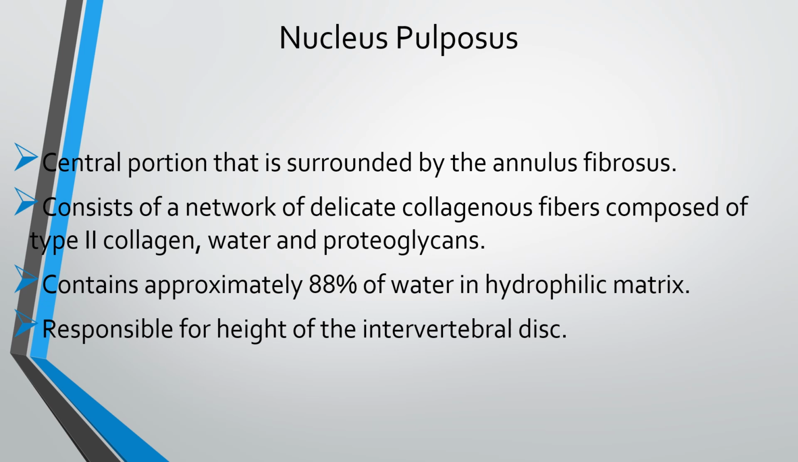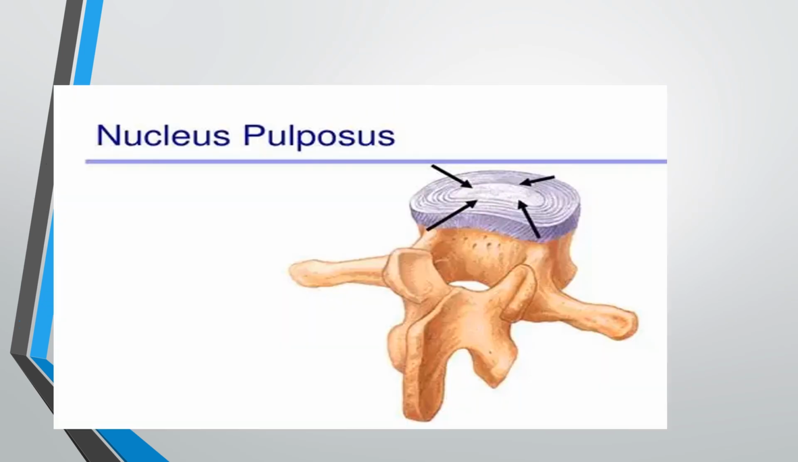So this is the central portion which is surrounded by the annulus. Mostly consists of the collagen fibers, that is type 2 collagen fibers, water, and the proteoglycans. Then approximately 88% of the water is hydrophilic matrix. So here's the nucleus pulposus, the central portion of the intervertebral disc that's surrounded by the annulus fibrosus. So the central layer is the nucleus pulposus.